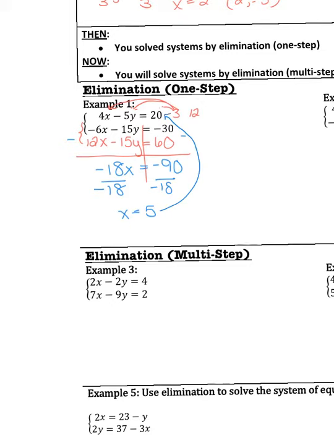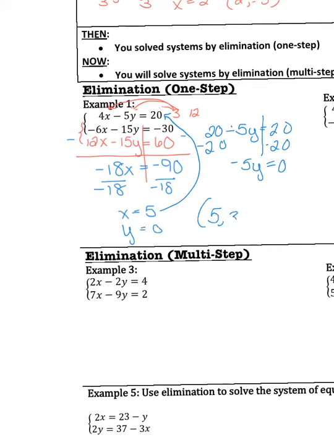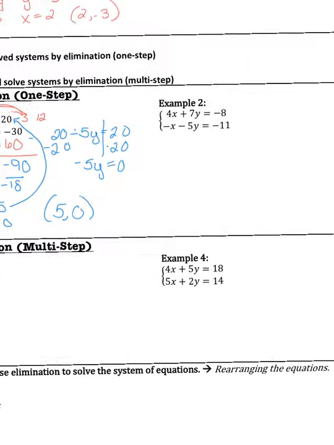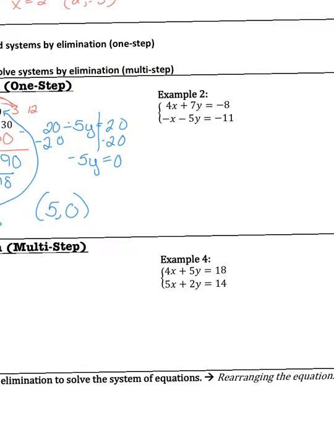So I could do 4 times 5, which is 20. Then minus 5y is equal to 20. Then we'll subtract 20 from both sides. I get negative 5y is equal to 0. So my y value is then 0. So my final answer is (5, 0).